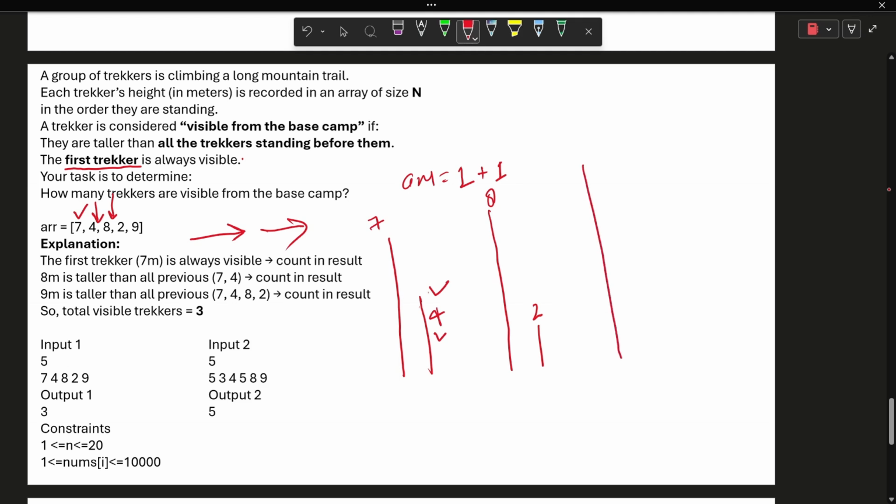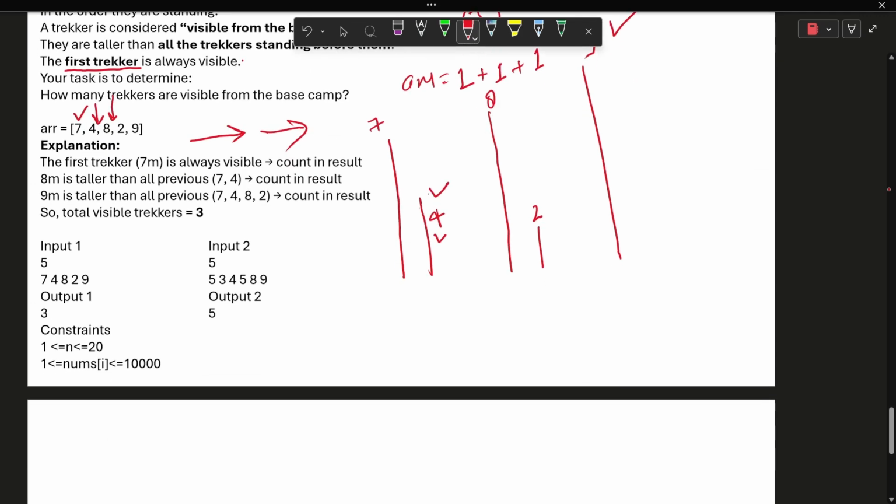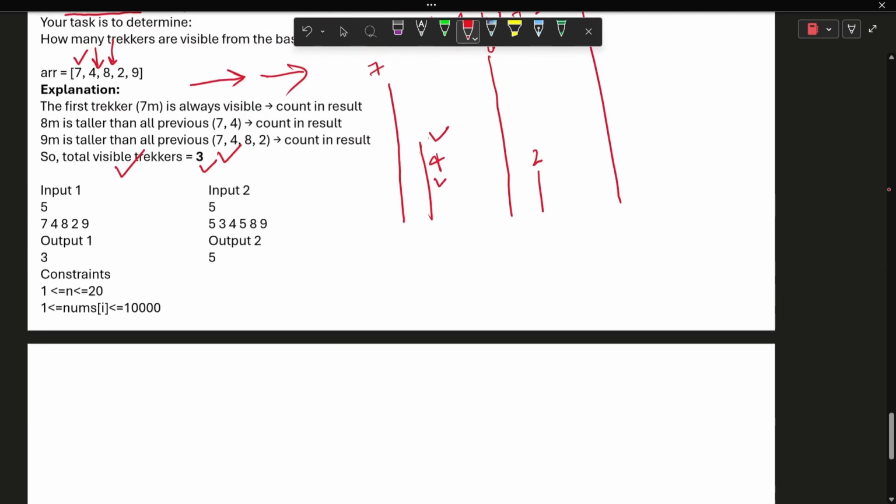After that, 9. We can see 9 also from the start, so we can consider it in our answer. The actual answer is 1 plus 1 plus 1, which is 3. So the final answer is 3. I think you understand the problem. This is also an easy level problem, but it is asked as a medium to hard question in TCS. Now, how can we solve it?